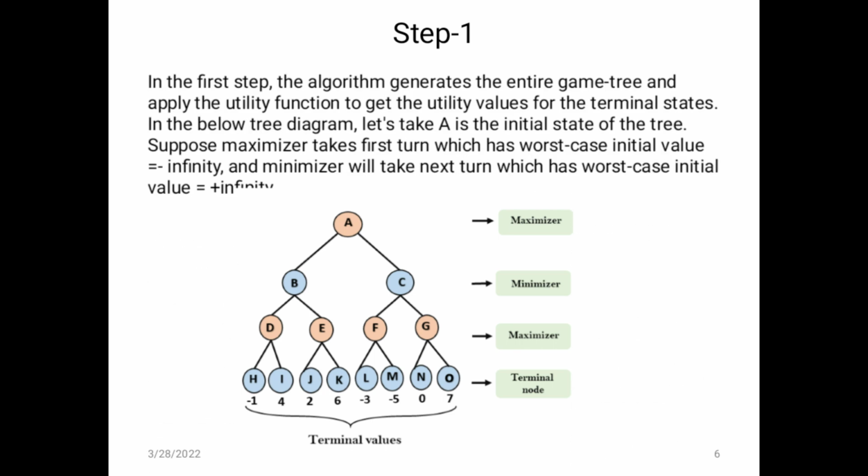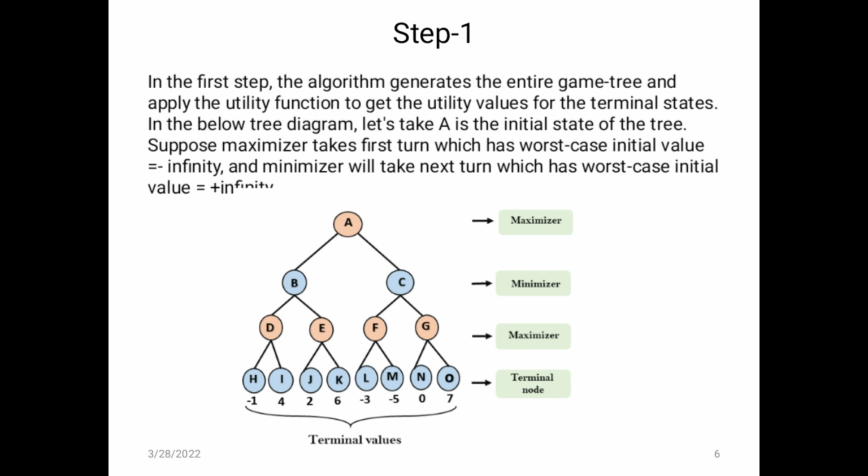So consider the example. Here there is a game tree. The initial node is A and the terminal nodes are H, I, J, K, L, M, N, O. The intermediary nodes, that means the nodes at level 1 and level 2, are B, C, D, E, F, G. The initial one is the max player level. The next level is the min player level. The next level is again the max player level. The next level is the min player level. In this way, in the decision tree, max players are at alternate levels. Similarly, min players are also at alternate levels.